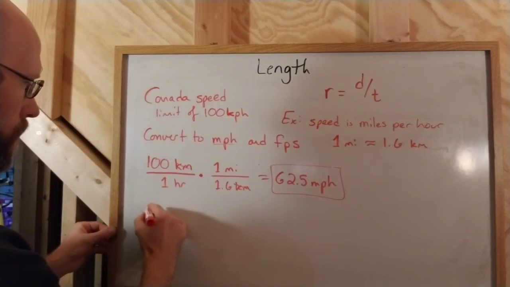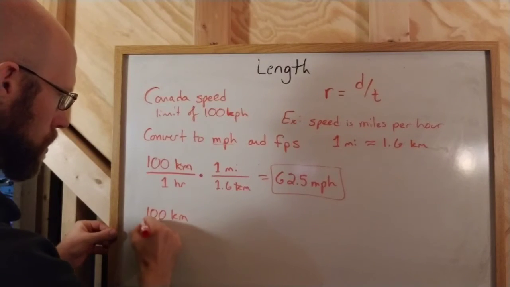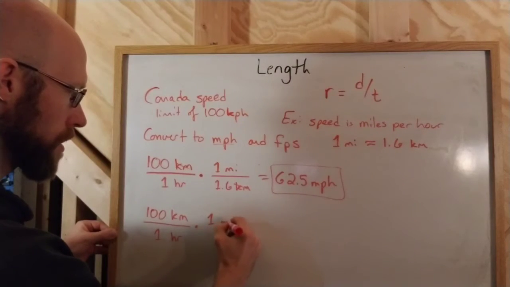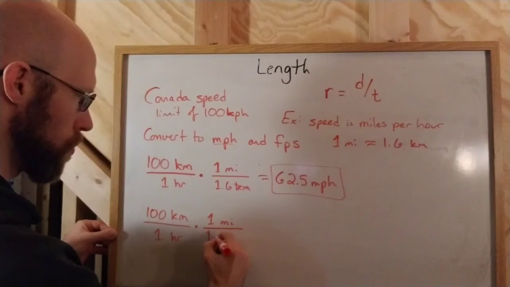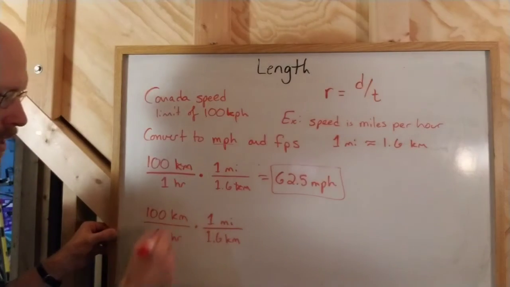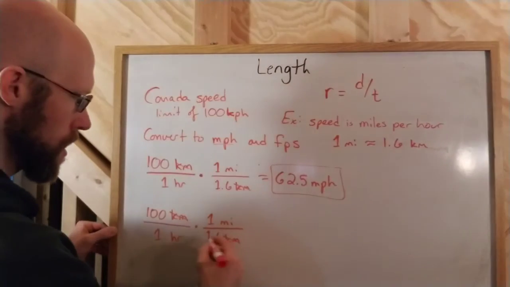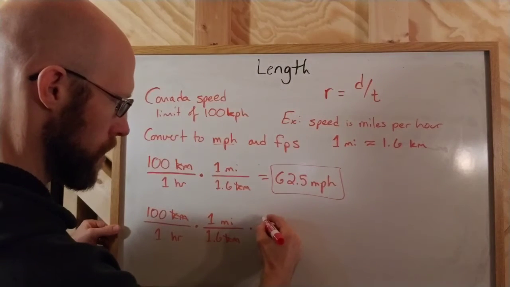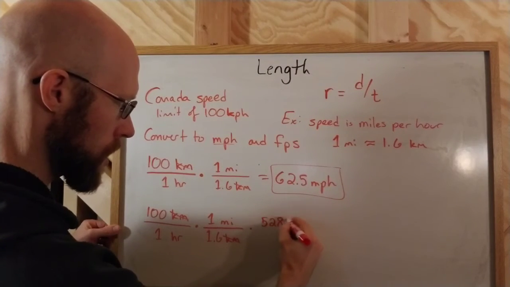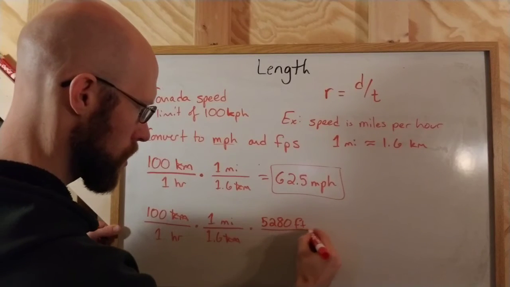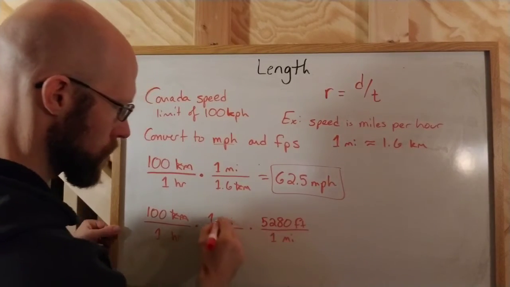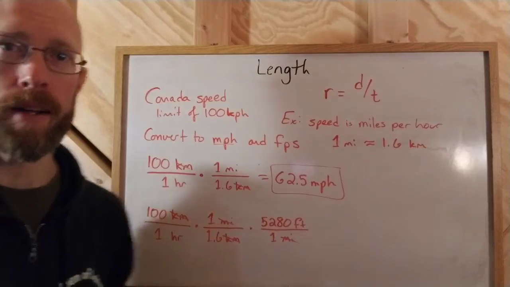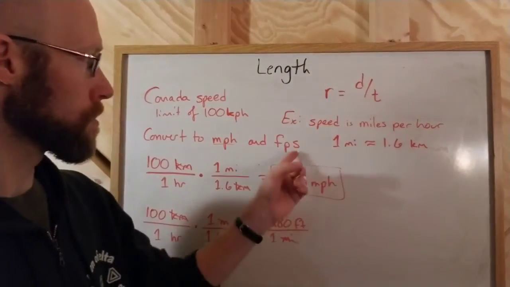Okay, so I'm going to start out with my 100 kilometers in 1 hour. I need to multiply by 1 mile in 1.6 kilometers. Okay, that cancels out my kilometers. And then I need to convert my miles to feet. So I want 5280 feet in 1 mile. So that cancels out my miles. But now I have feet per hour. I don't want hours on the bottom. I want to cancel the hours out and get them into seconds.